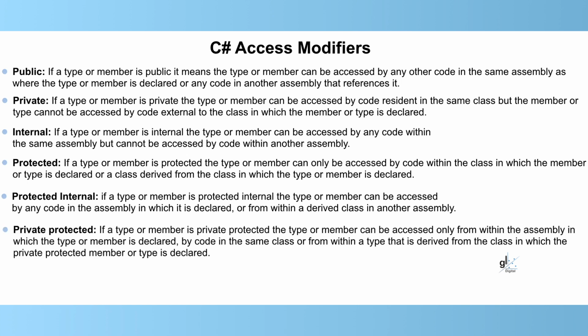Private protected. If a type or member is private protected, the type or member can be accessed only from within the assembly in which the type or member is declared, by code in the same class, or from within a type that is derived from the class in which the private protected member or type is declared.